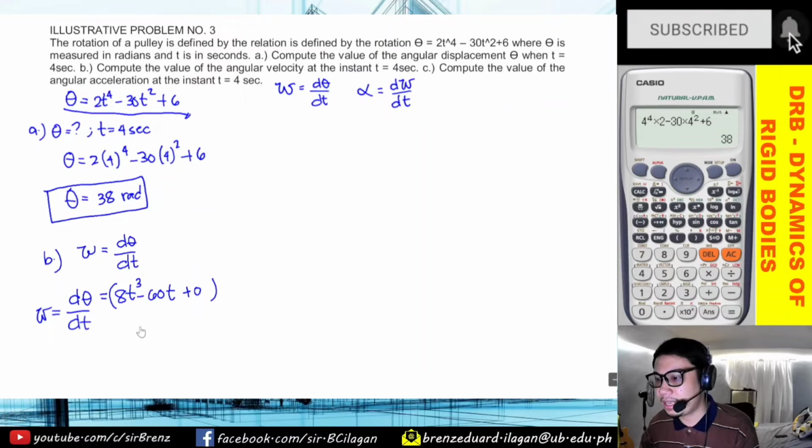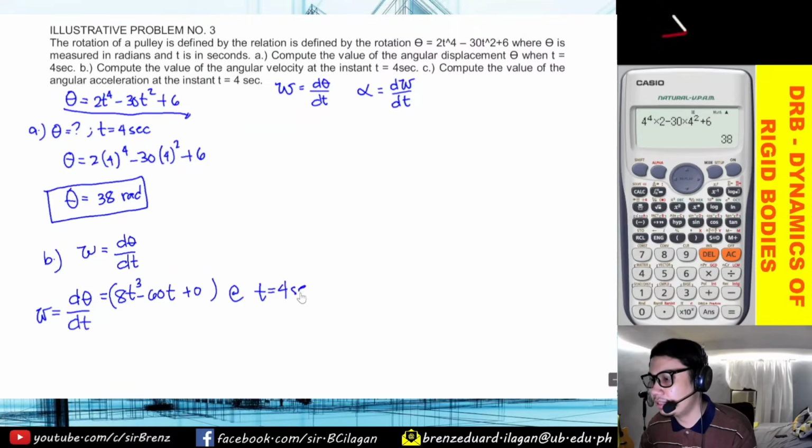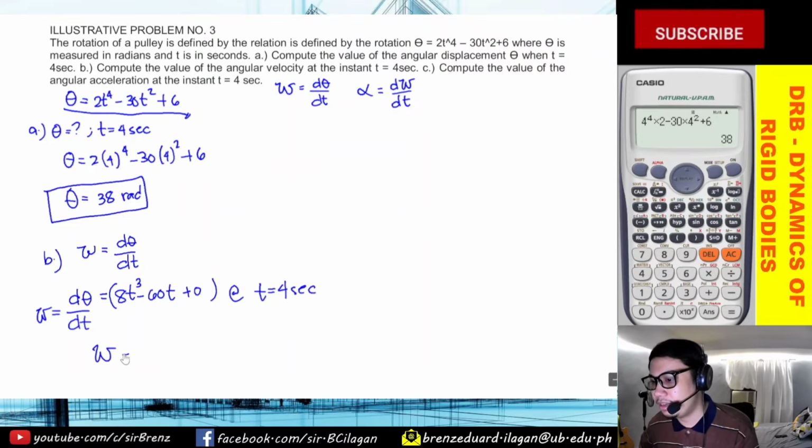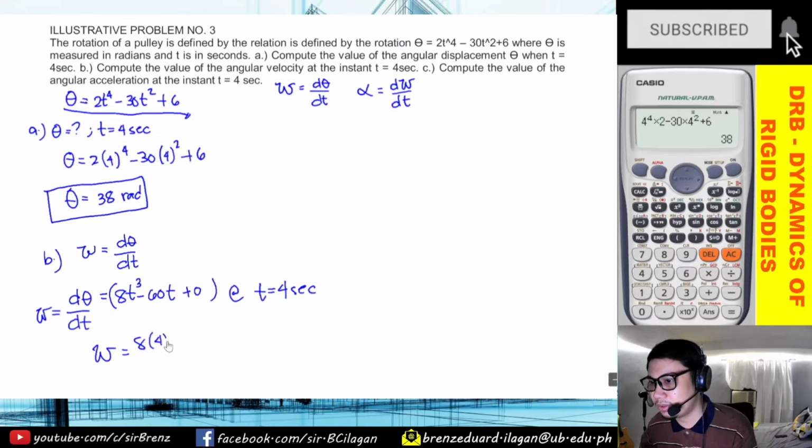So, since meron na tayong equation na ganyan, ano bang pinapahanap at what time? So, when the time t is equals to 4 seconds, so what will be the value of our angular velocity? So, just substitute that value, 8 times 4 cubed minus 60 times 4.